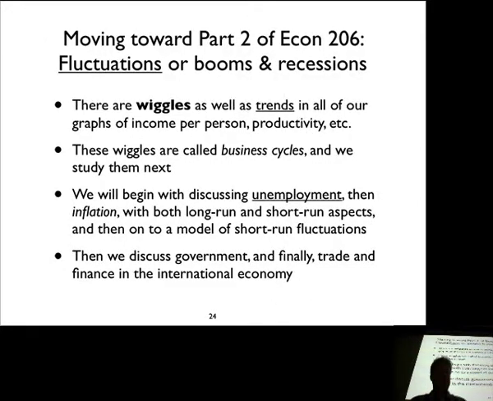So the next part of the class, then, concerns the wiggles. And that's probably what you thought you were getting into when you saw the topic of the course, macroeconomics. You probably thought about recessions and booms and all that. These are called business cycles, and we're going to study them next. We'll start by talking about employment and unemployment, and then inflation. And then finally, we'll talk about a short-run model in which fluctuations happen. Then we'll talk more in detail about government, and then trade and finance, international stuff, and all that.